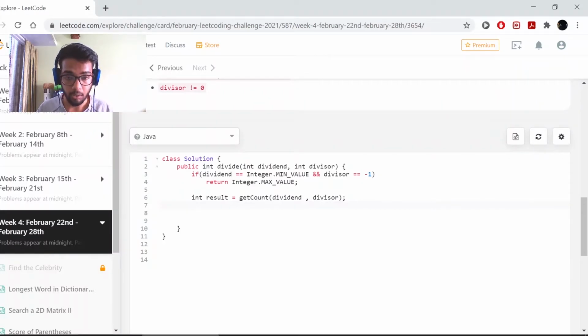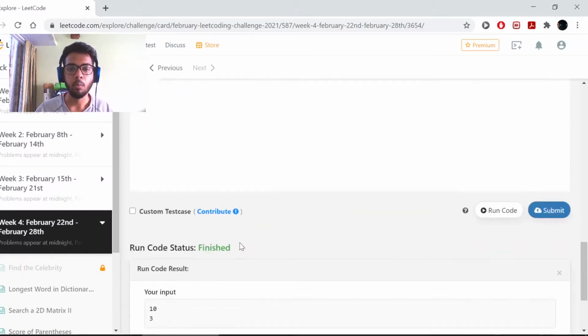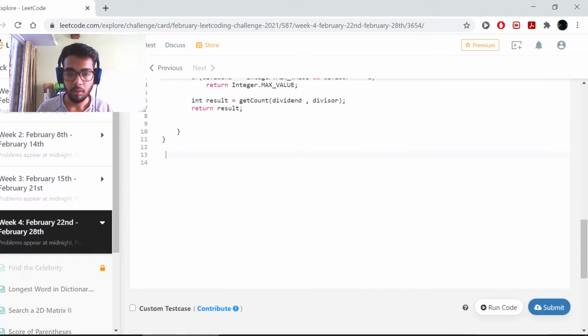Now what we need to do is return something. So we return our result, but there's a flaw in this. Why is there a flaw? Because you take 3 cases. 10 divided by 3. Okay, cool. Then another case is minus 10 divided by 3. Then 10 divided by minus 3. Then we have a minus 10 divided by minus 3.